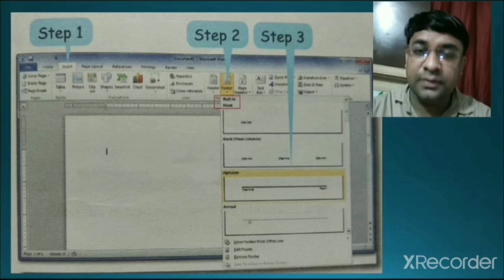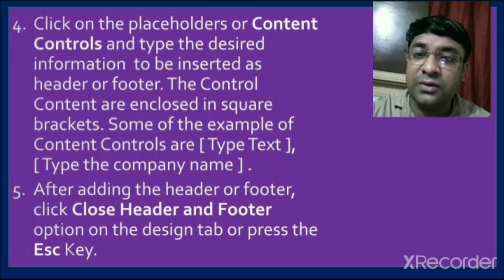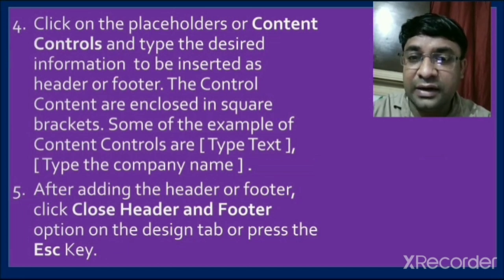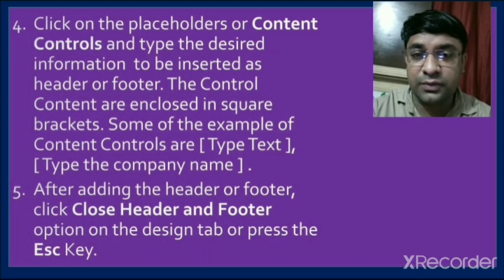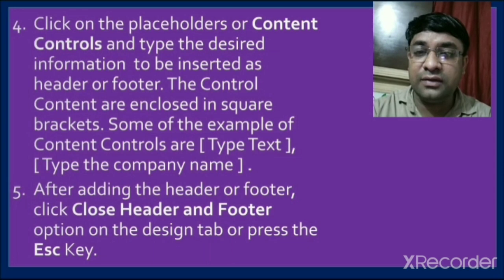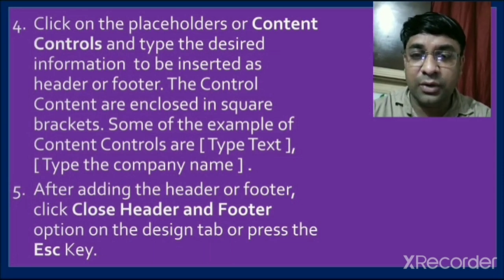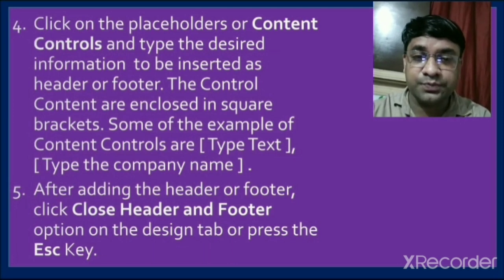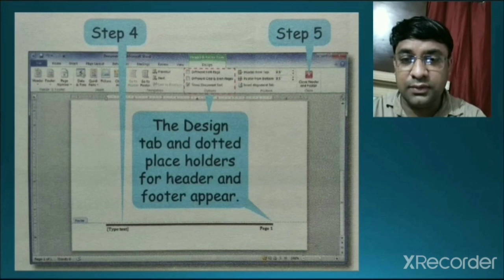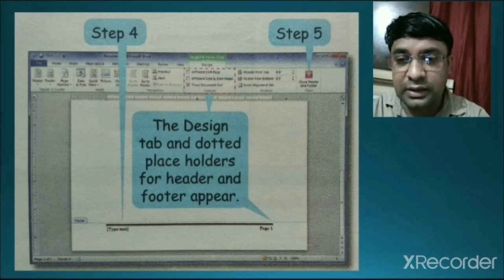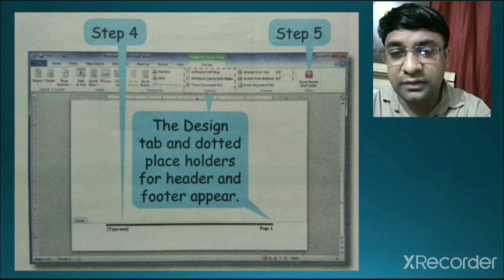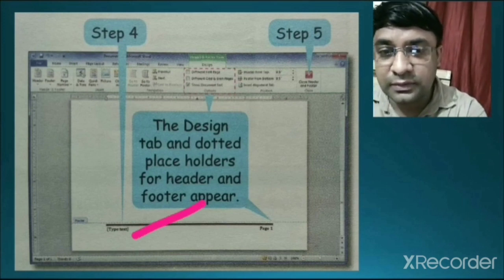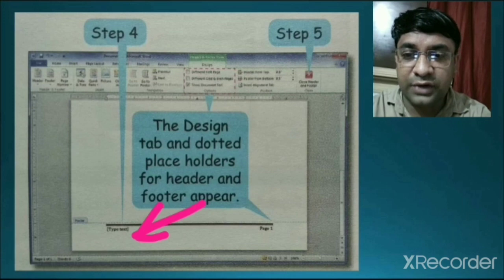This is the third step. Now fourth step is click on the placeholder or content controls and type the desired information to be inserted as header or footer. The content controls are enclosed in square brackets. Some examples of content controls are type text, type the company name, etc. So you can see that in the diagram. Type the desired information to be inserted as header or footer.